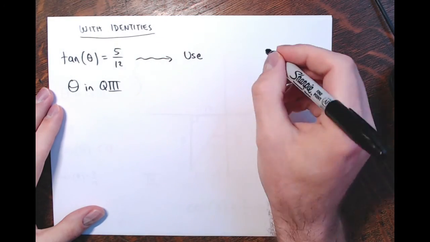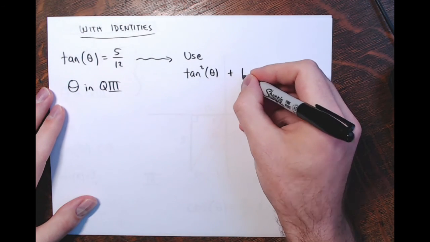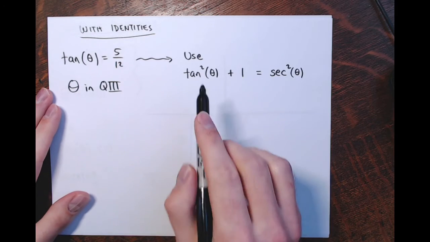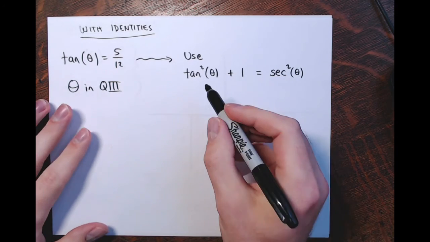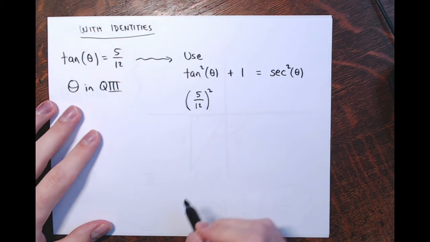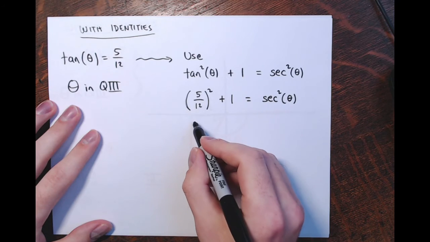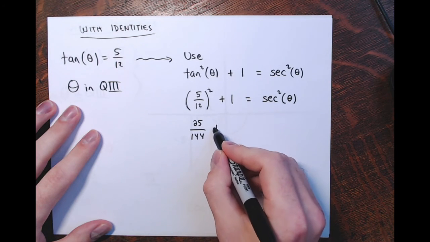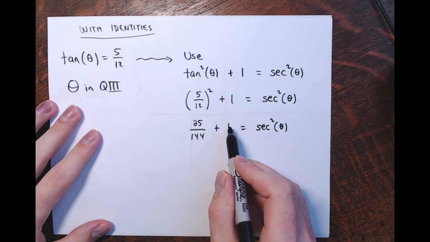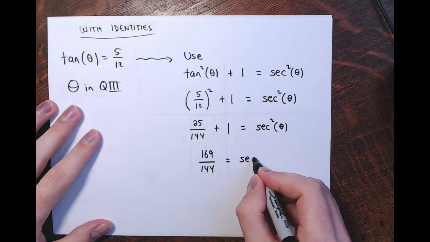So I'm going to use the Pythagorean identity involving tangent: the tangent of an angle squared plus 1 equals the secant of that same angle squared. I know the tangent, so I can find the secant. The tangent of theta is 5/12, so 5/12 squared plus 1 equals secant theta squared. 5/12 squared is 25/144, plus 1. Get a common denominator: 144 over 144. Put them together and you get 169/144 equals the secant of theta squared.